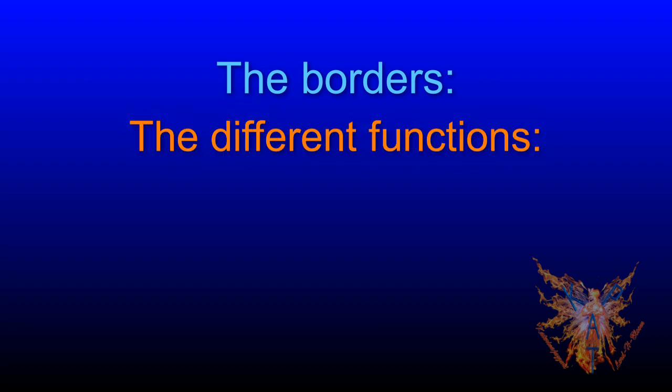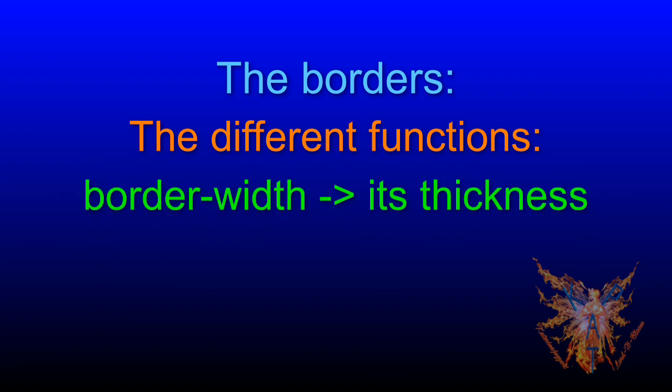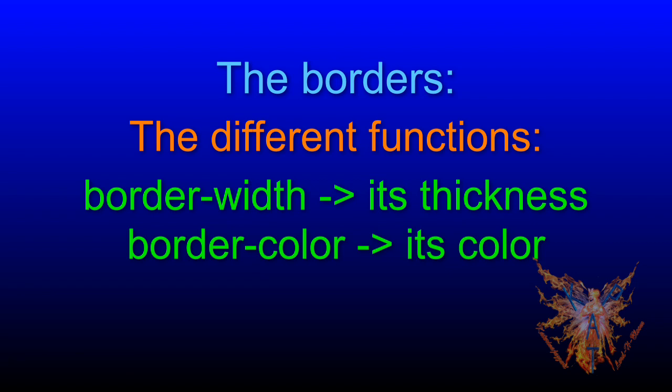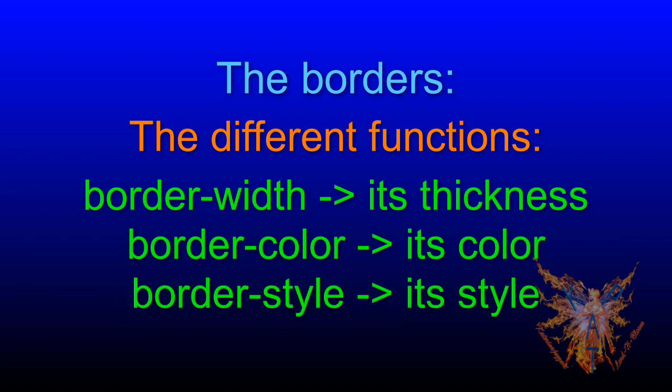First, there are all the unique properties, which allow us to define for each of them a specific function. They are border-width, which defines the thickness of the border, border-color, which allows you to define its color, and border-style, which defines its style. That would be a lot of functions to add to completely define a border.